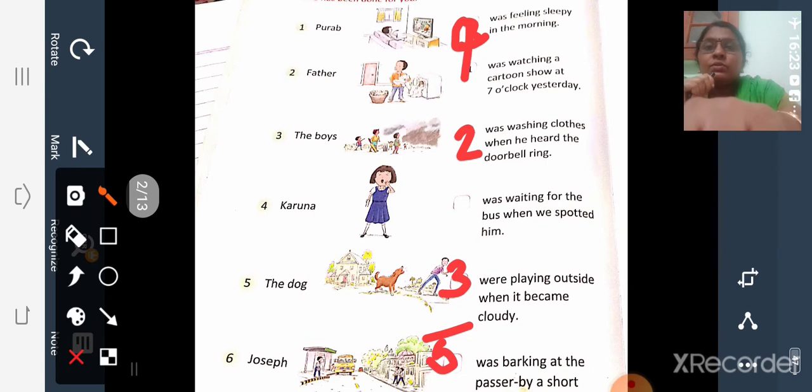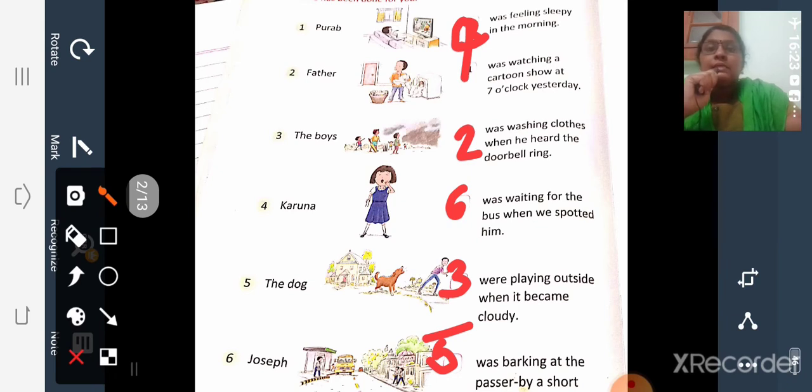Then Joseph, what is he doing? He is waiting for the bus. This is the answer. Purab was watching a cartoon show. Father was washing clothes when he heard the doorbell. The boys were playing outside and Karuna was feeling sleepy. The dog was barking at the passerby. Joseph was waiting for the bus when he spotted him.